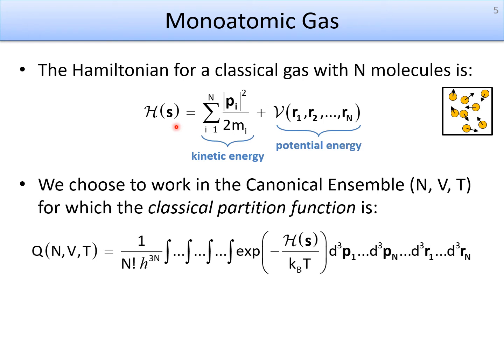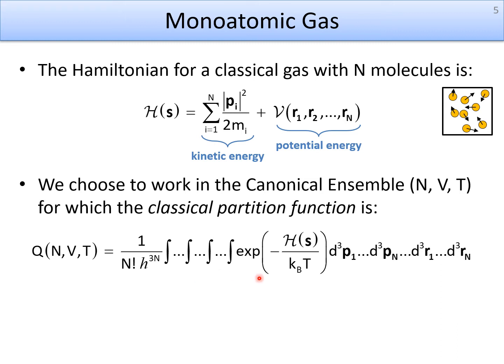We choose to work in the canonical ensemble. So we're going to fix the number of particles, the volume, and the temperature. And the classical partition function is shown here. So this is Q as a function of N, V, and T. And let's look at this first.